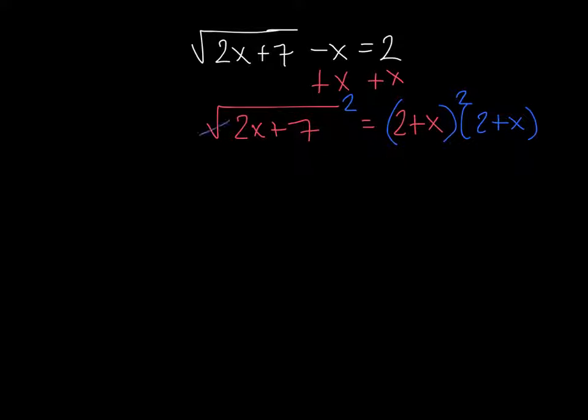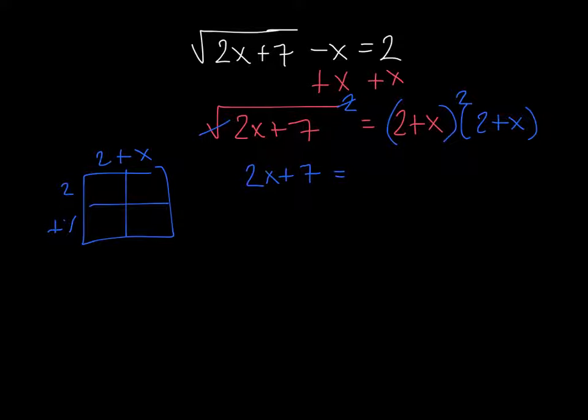On the left-hand side, that one's nice, because the square root and square cancel, and we get 2x plus 7. But on the right-hand side, I'm going to have to take a box out, and we get 2 plus x and 2 plus x. You can always rearrange it to be x plus 2, but here I have 2 plus x, so we'll just work with it. And so now on the right-hand side, I have x squared plus 4x plus 4 from what I get inside the box.